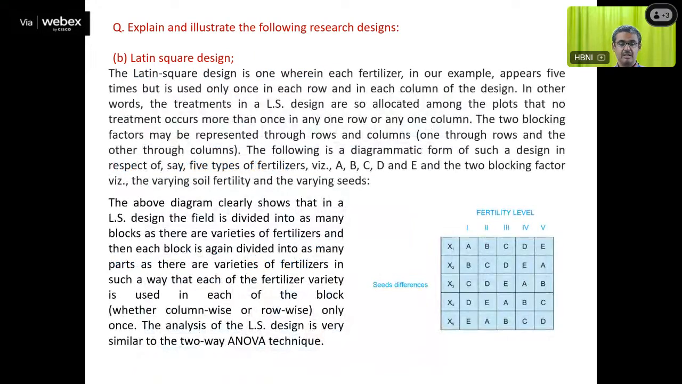Okay. Then we did the lattice square design. In the lattice square design, it is given diagrammatically that if there are 5 varieties A, B, C, D, E, then with different seeds and different fertility levels, if you separate them, in each row and each column, A, B, C, D, E, none is repeated. So this matrix shows how the lattice square design looks.